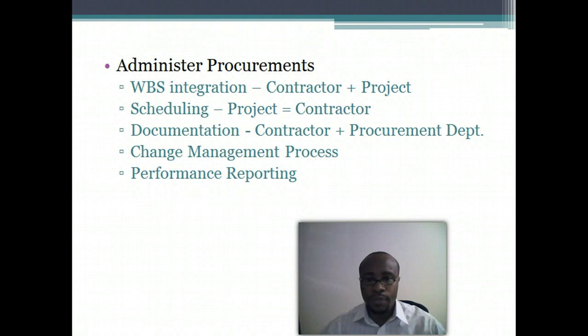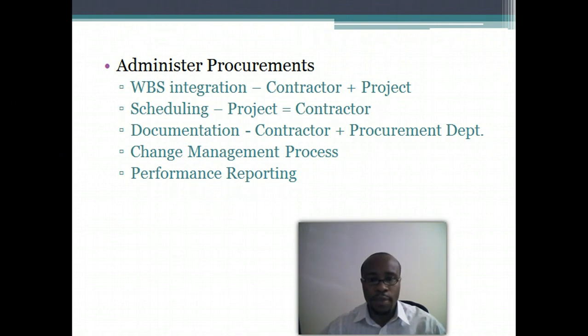Then documentation. There is a list of documents that the contractors have to provide, and also a list of standard procurement documents that the procurement department has, which must be completed as part of the procurement process. Then the change management process has been laid out as well for any changes during the procurement process. Changes in pricing, changes in units, and things of that sort should all be done according to the change management procedure.